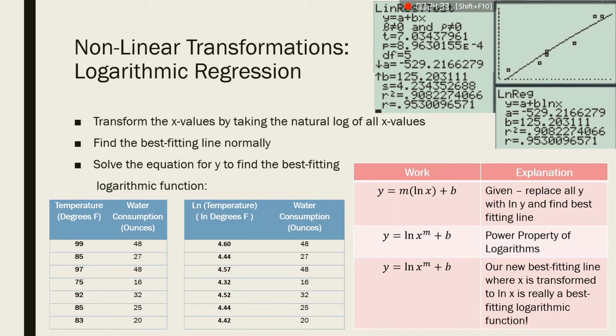So logarithmic regression means instead of taking the natural log of y, I would take the natural log of x. So here's my original temperatures. I'm going to take the natural log of all of those temperatures. And then technically this is already a logarithmic function, but I'm going to use power properties of logarithms to move this up to get our equation for the logarithmic curve that we will be creating now.